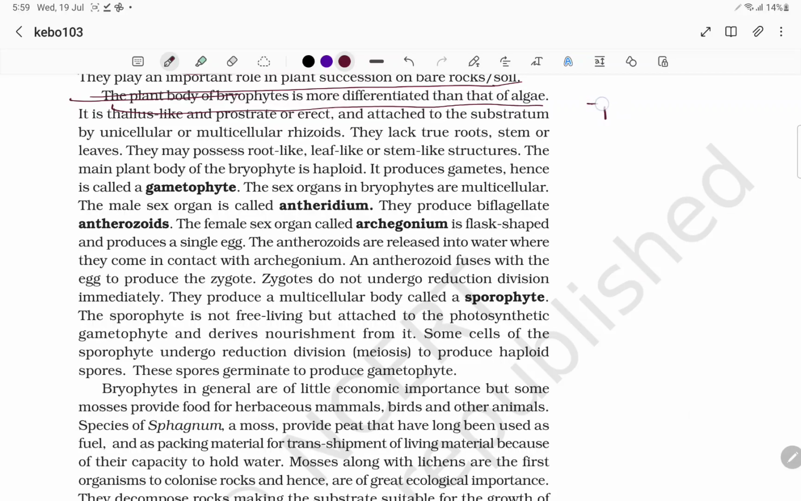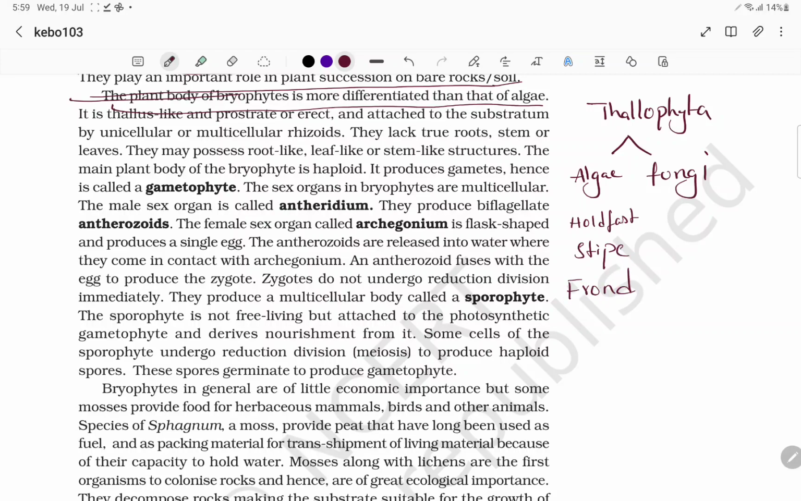So under Bryophyta, we get two things. One is algae and the other one is fungi. In algae we have holdfast, stipe and frond. Root-like, stem-like, leaf-like. And even fungi we also call a thalloid body. And let's talk about one more thing, that is bryophytes.